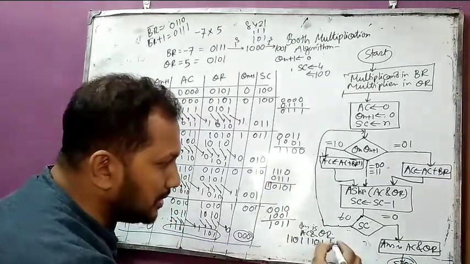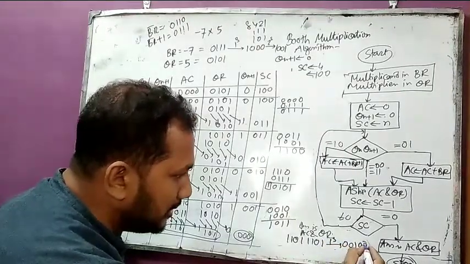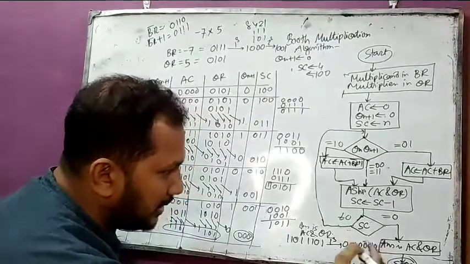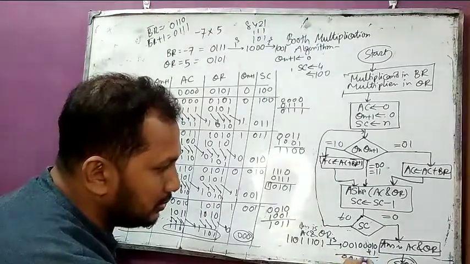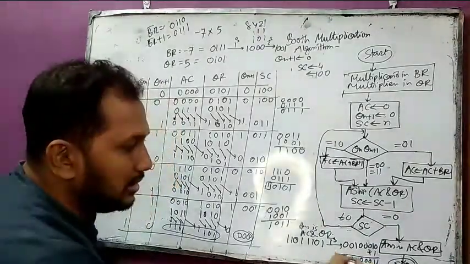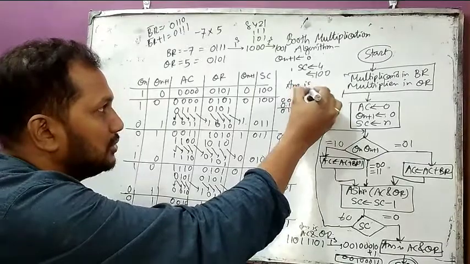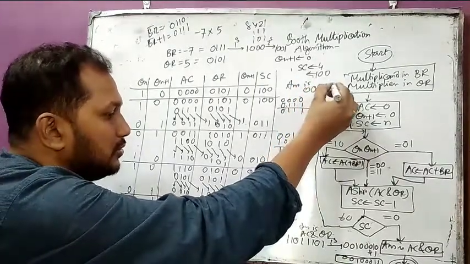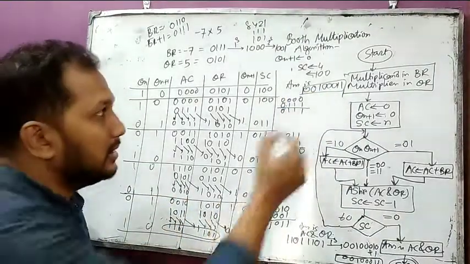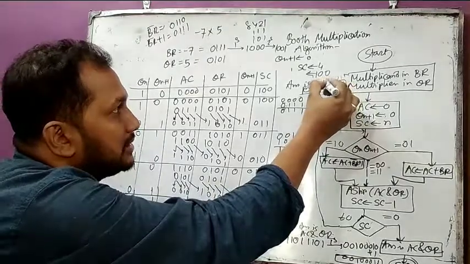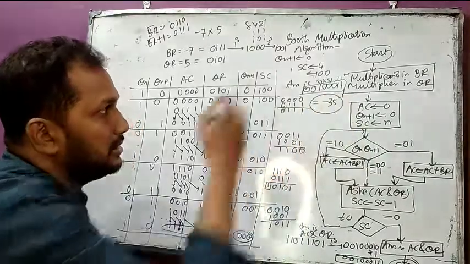So 2's complement means 1's complement, which is 0 0 1 0 0 0 1 0, and add 1, that is equal to 0 0 1 0 0 0 1 1. So this is the final result. The answer is 0 0 1 0 0 0 1 1. Now we have to find the decimal number of that binary. Here 1 2 4 8 16 32, 32 plus 2 plus 1, that is equal to -35. So finally this is the answer.